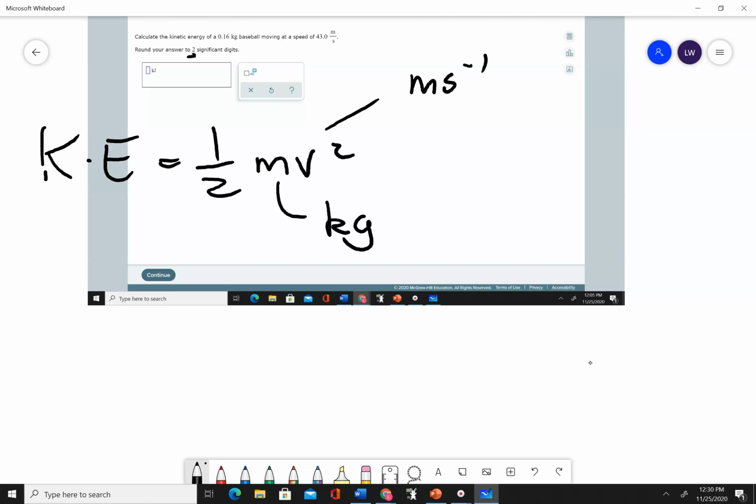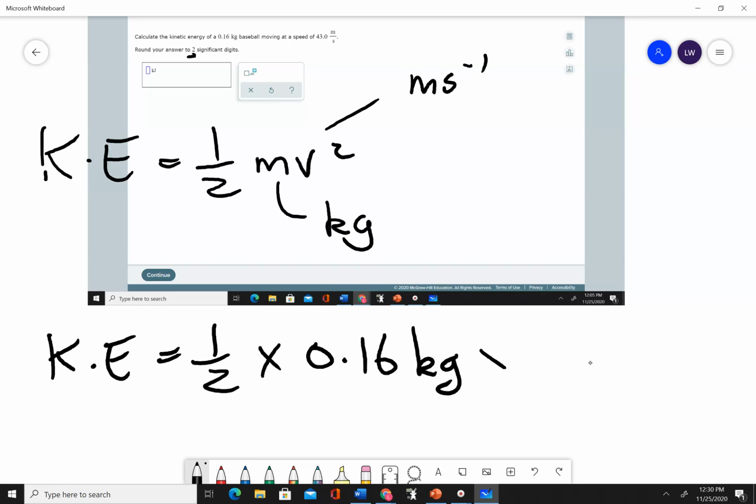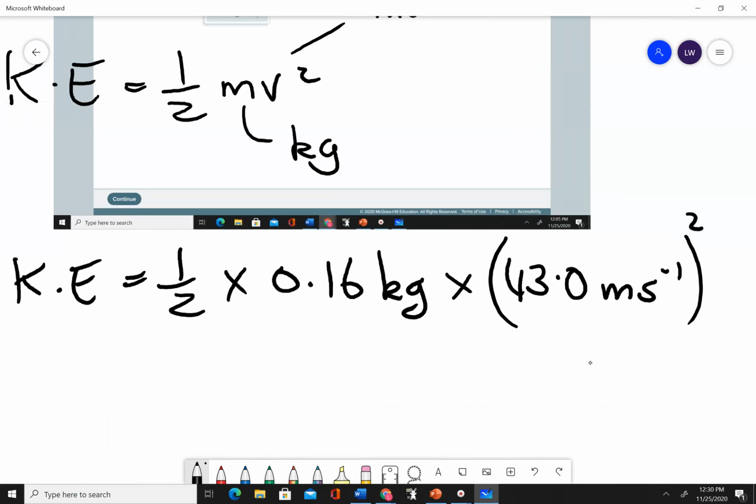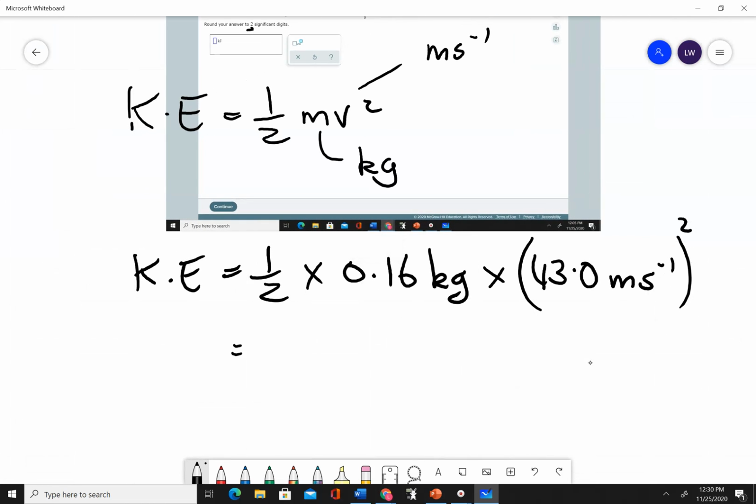It weighs 0.16 kilograms, which is definitely more than the raindrop weighed. So we're expecting it to have greater kinetic energy than what we got previously. So the kinetic energy equals 1/2 times 0.16 kilograms times 43.0 meters per second, and then that has to be all squared. So we got that. Let's see what we get here. 0.5 times 0.16 times 43 squared.